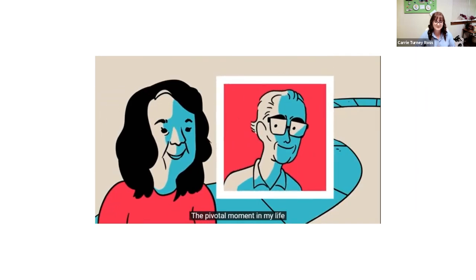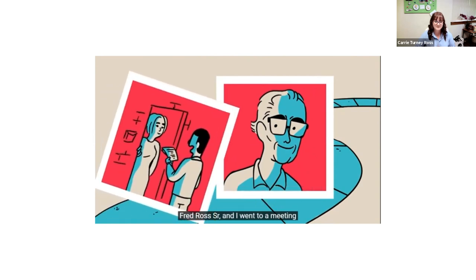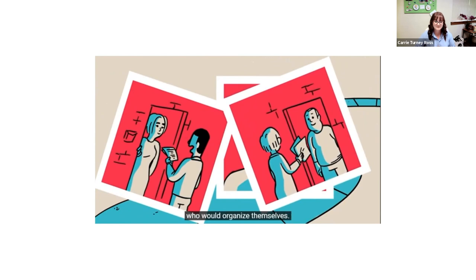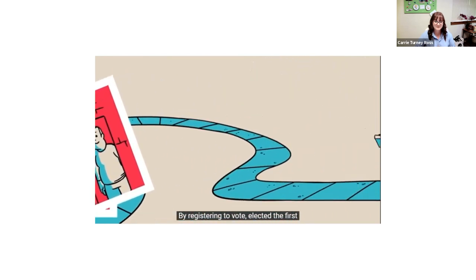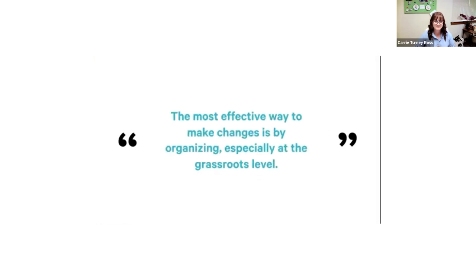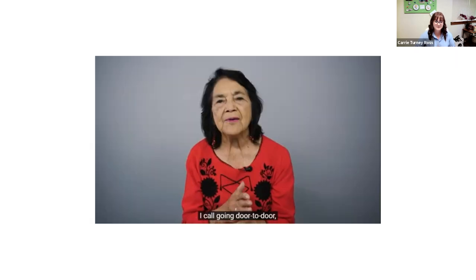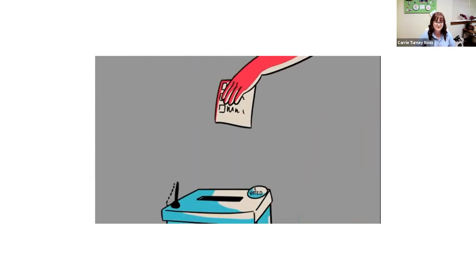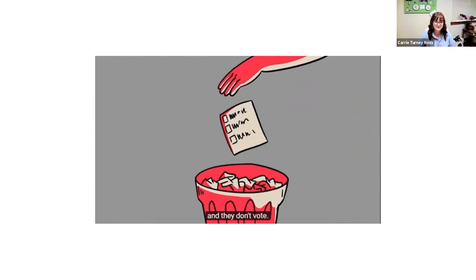The pivotal moment in my life came when I met this great man named Fred Ross Sr. And I went to a meeting where he showed us pictures of people who had organized themselves by registering to vote, and elected the first Latino to the Los Angeles City Council. The most effective way to make changes is by organizing, especially at the grassroots level. I call going door-to-door canvassing organizing 101, because this is where you can really engage with the voter and explain the issues to them. People get confused, and so they just throw up their hands and they don't vote.